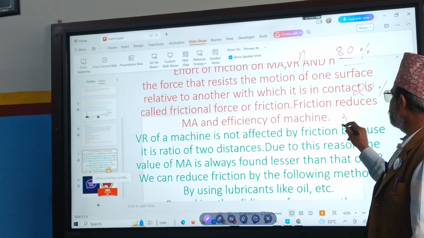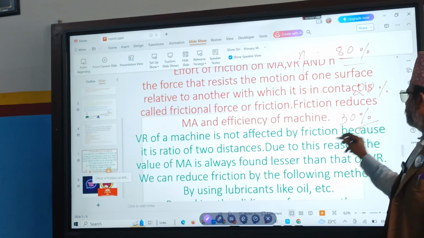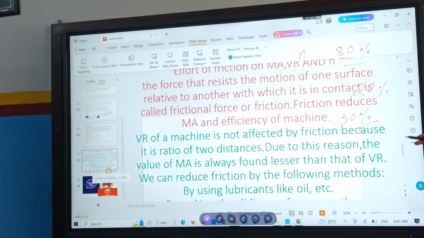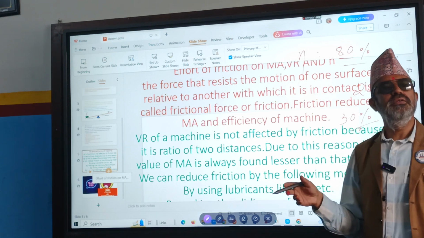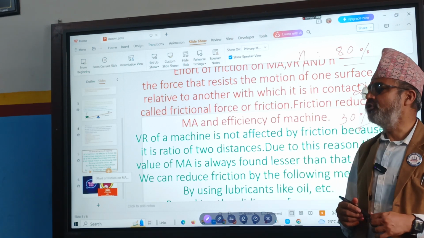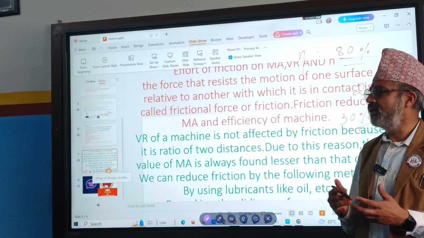If the efficiency is 30%, then what can you say? 30% is useful work, 70% is wasted by friction. So should you use such a type of faulty machine? It's better to throw it in a dumping site. What's the use of that one?